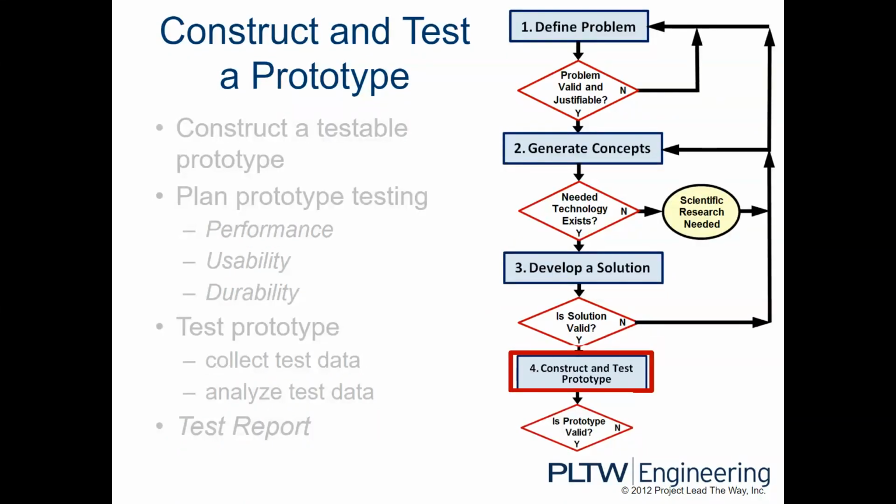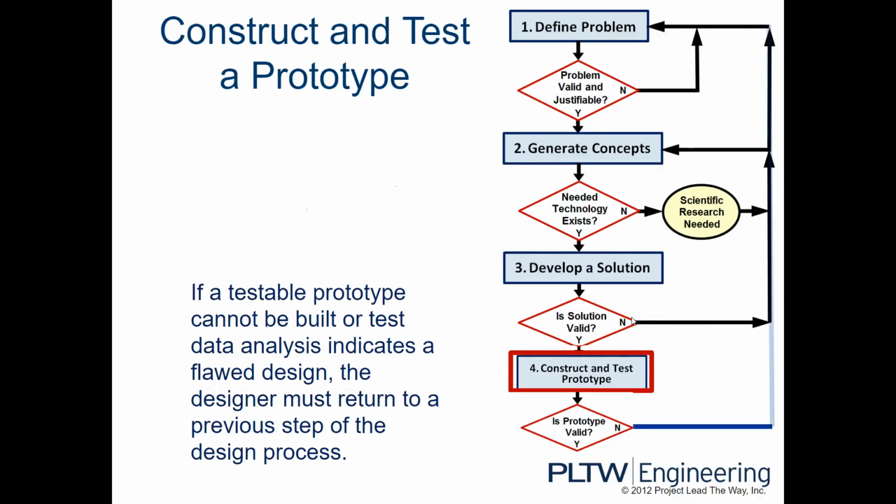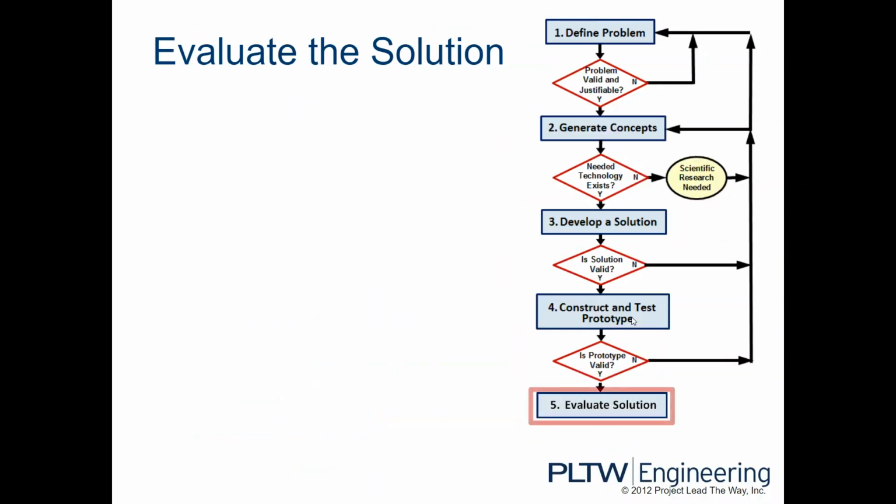From there, you have another check valve. Is your prototype valid? Kind of like the last one. Does the prototype still match the solution that you defined? And is it still, in fact, working on the problem that you defined initially? If no, again, you just go back, tweak some things so that it does fit for what you're working on. If yes, you move on to the fifth step, evaluating your solution.